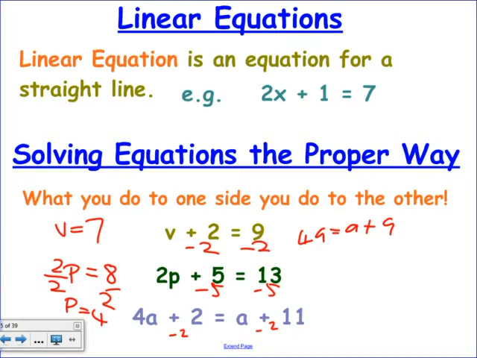And then what would you do next? Oh, I found an easy way. You can still do it. You need all the a's together. Would you then minus a from that side? Good. That would leave you with 3a equals 9. Divide by 3 on both sides. A equals 3.